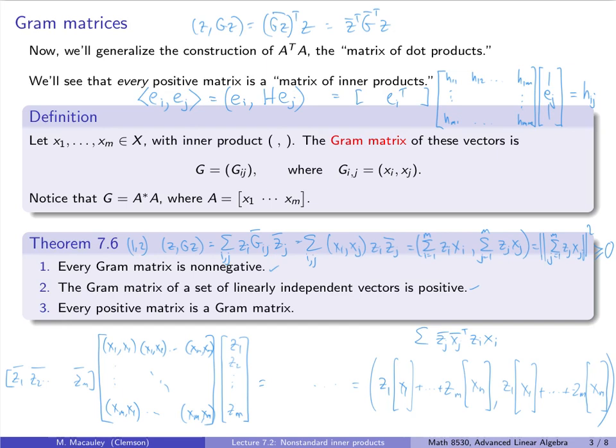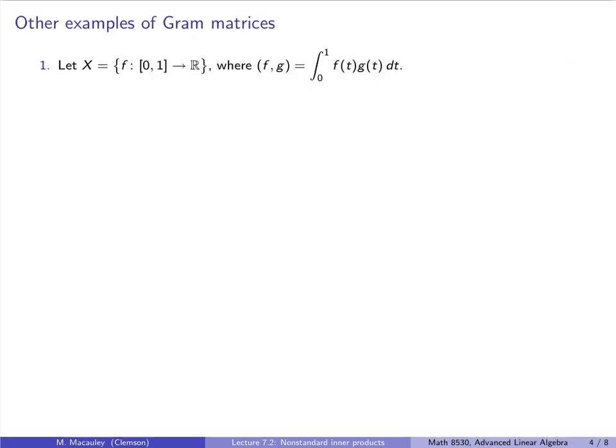Now for fun, I want to show you 2 examples of Gram matrices that arise from vectors in infinite dimensional spaces of functions. To begin, let X be the space of real valued functions on the interval 0, 1, where the inner product of f and g is just defined to be the integral of their product on 0 to 1.